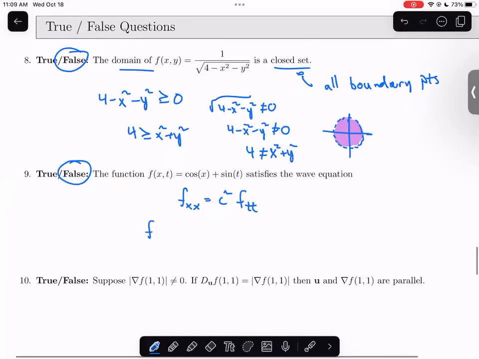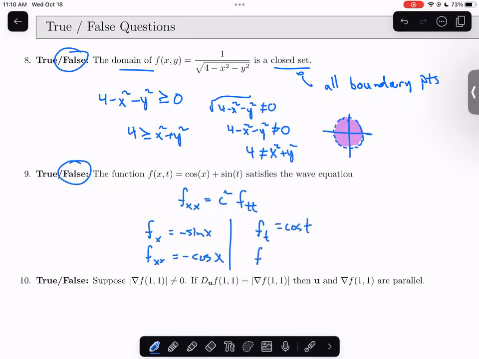So if you take some partial derivatives with respect to x, you get negative sine of x. Two derivatives would be negative cosine of x. If you take derivatives with respect to t, your first derivative here is going to be cosine of t. And your second derivative with respect to t is going to be negative sine of t. There's no constant that makes this equation hold true. So there's no c value for which f sub xx is equal to c squared times f sub tt. I'm blanking right now. I don't remember in class if we use c squared or if we use a squared. If we use a squared, okay, fine. Make it an a.